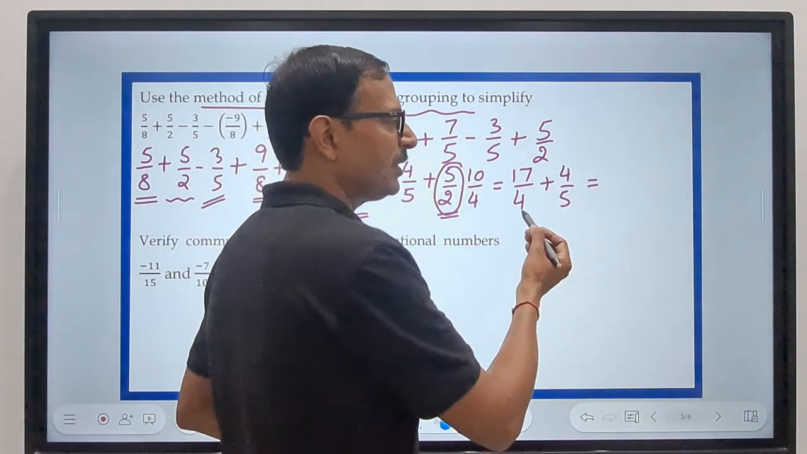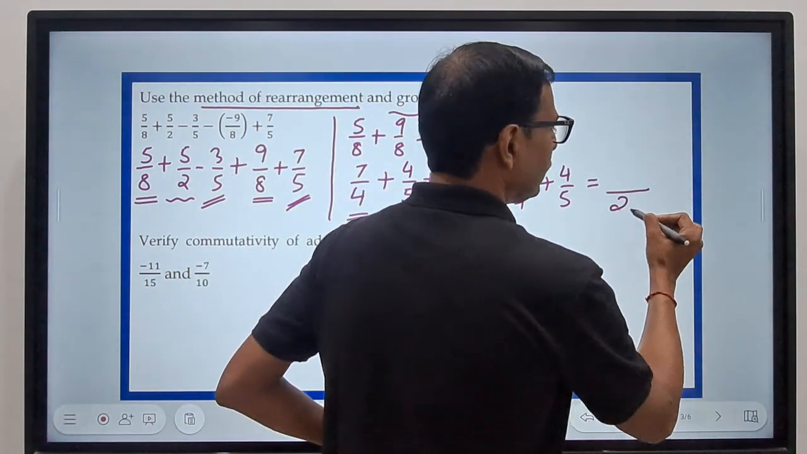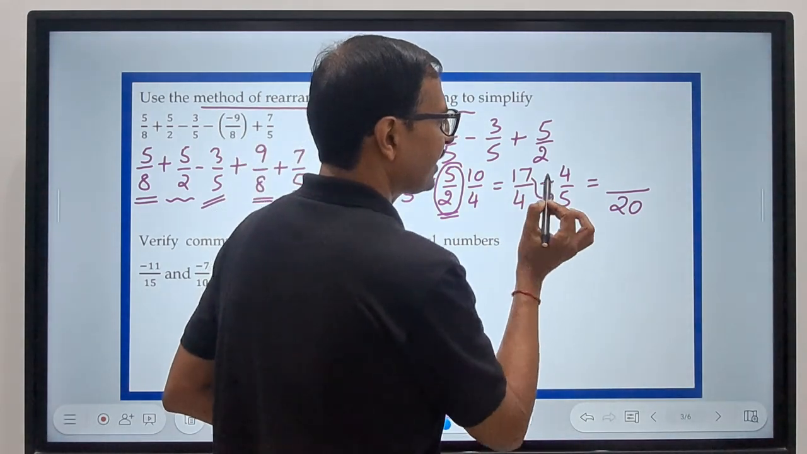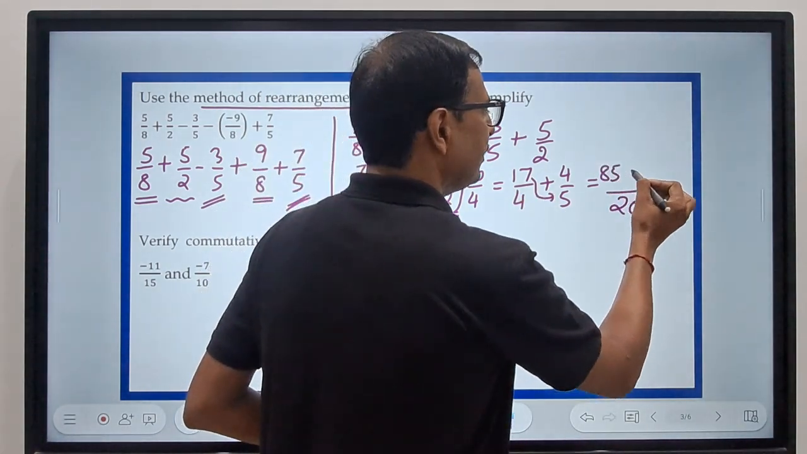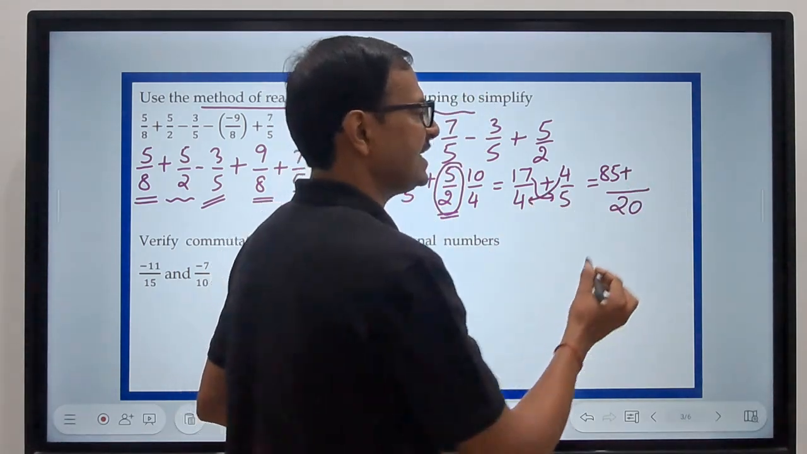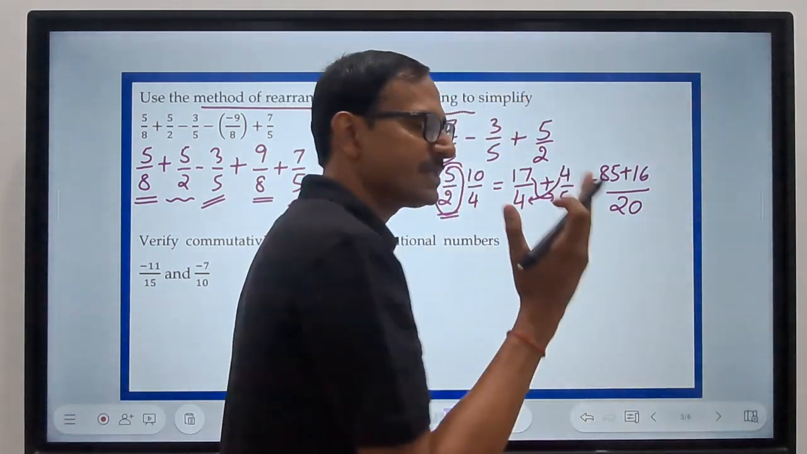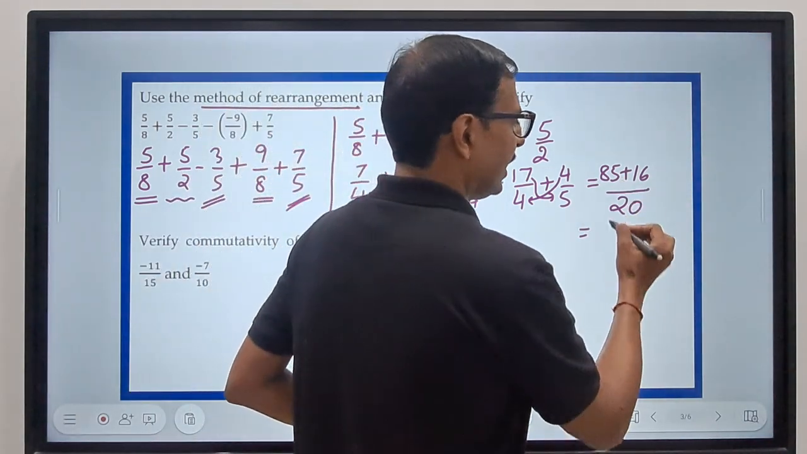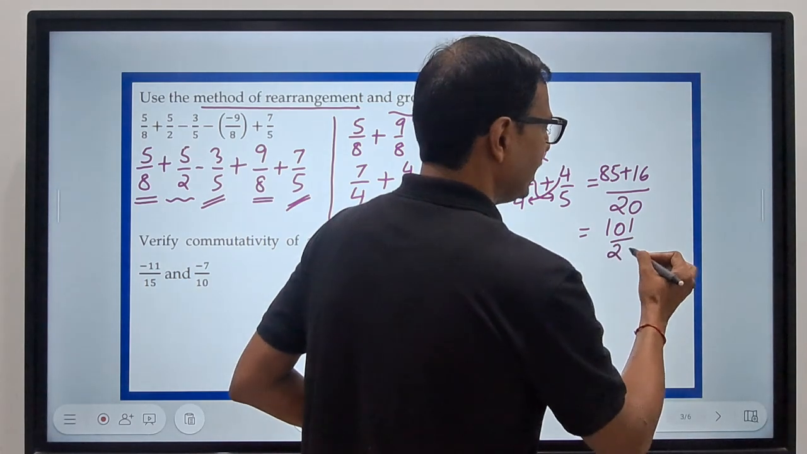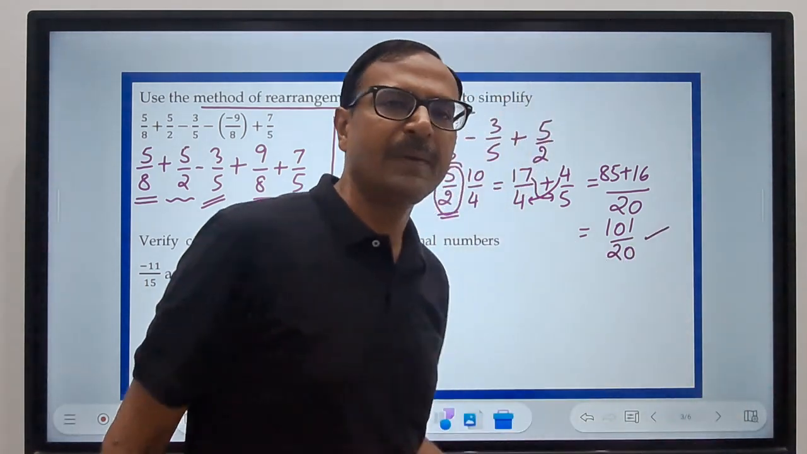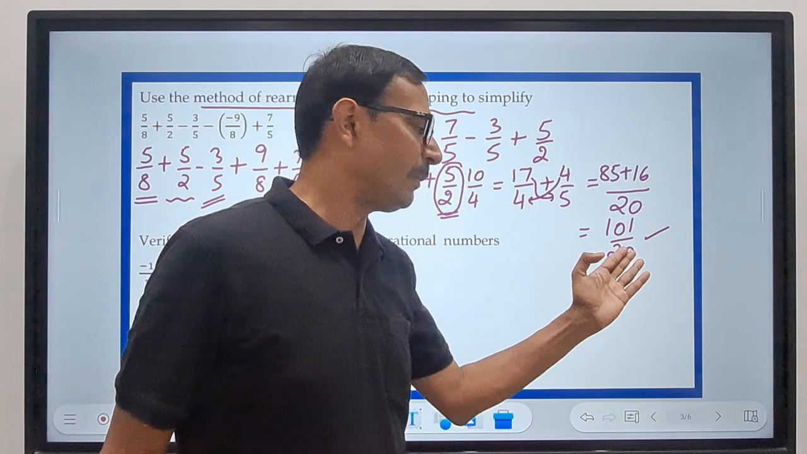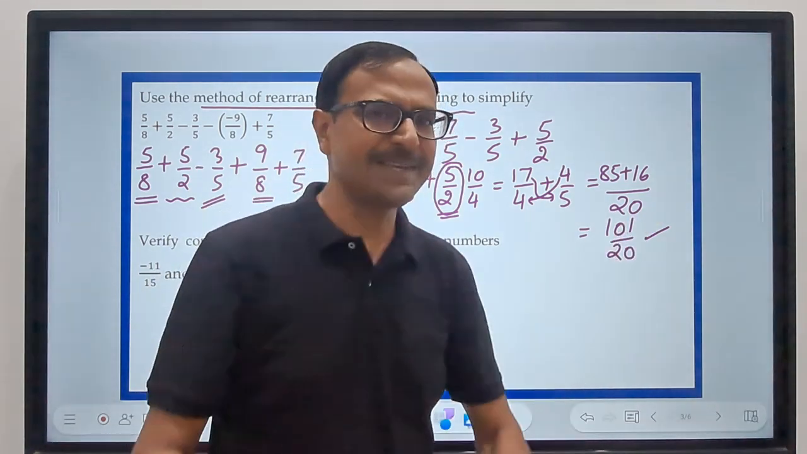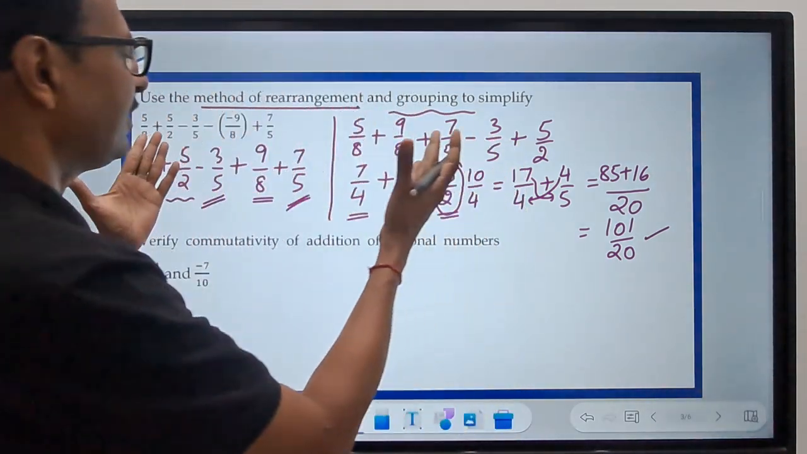So there is no common factor between them, so the denominator is going to be 20, 4 5s are 20. Now 17 5s are 85 and 4 4s are 16, and therefore the answer for the question, in my next step, is 101 upon 20. Obviously you can write it as a mixed number, but that doesn't matter. 101 upon 20, you can leave the answer in that format also. Pretty easy, right?